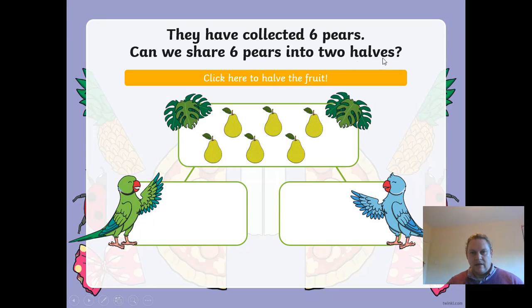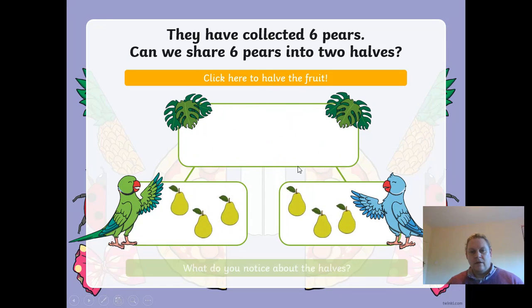All right, they've collected 6 pears. Can we share the pears into 2 halves? How many pears will each parrot get if we divide these pears equally in half? Have a think. There it is. They get 3 pears each. What do we notice about the halves? They're exactly even, okay? And each parrot gets 3, okay?